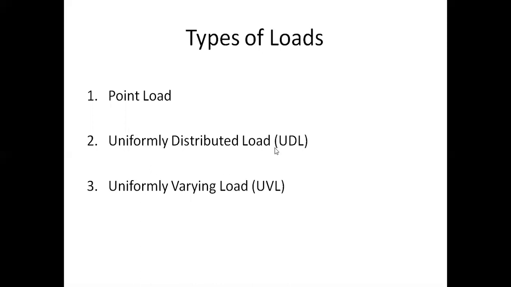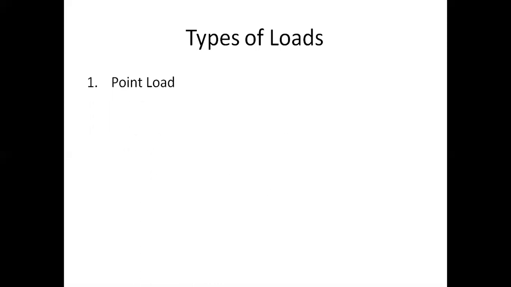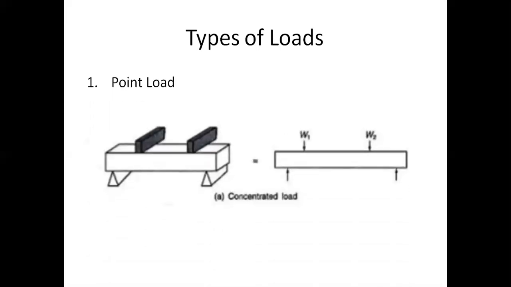Second one is uniformly distributed load. As a shortcut, we will call it UDL. And uniformly varying load, we will call it UVL. UVL means uniformly varying load. So what are these? What is a point load? A point load means it acts at a point on the beam.